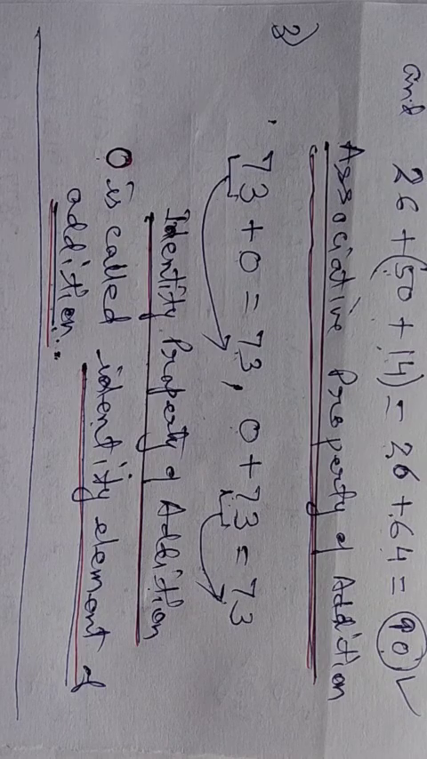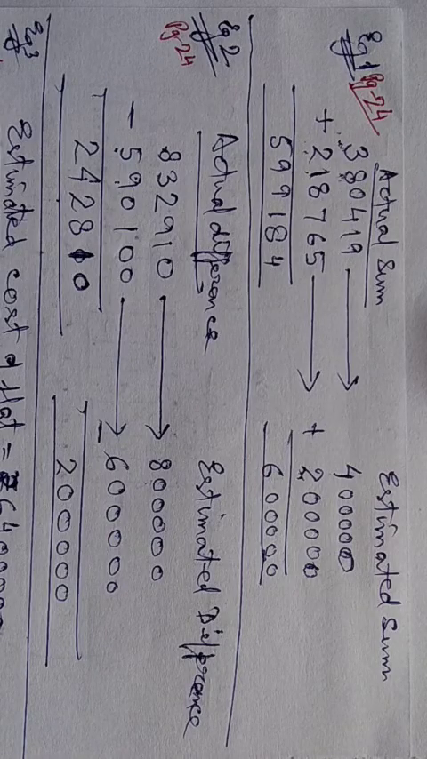Identity element of addition. Now children, just see page number 24 of your book. You have learned in class 4 the method of estimating the sum and difference to the nearest 1000 and 10,000, children. So we will apply the same rule here also. Now here we shall understand how to estimate the sum and the difference.